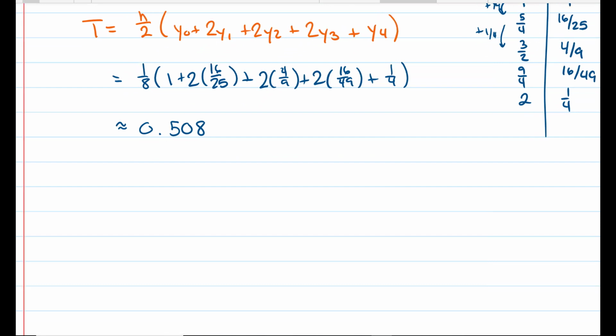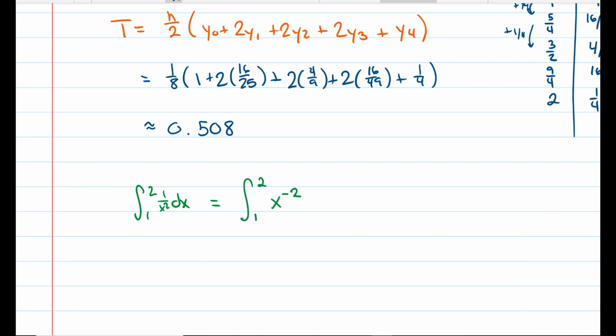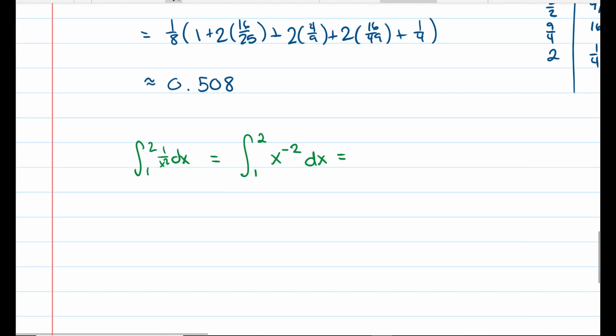Now let's work it out by hand to see if we get the same thing. So we integrate from 1 to 2, 1 over x squared. Now it's important to know how to do this one by hand. So what you do is you integrate from 1 to 2, x to the power of negative 2 dx. Just like when we took derivatives, we want to write it with a negative power. So when we integrate, we're going to add 1 to the exponent and then divide by the new exponent. So if I add 1 to negative 2, I'm going to get negative 1, and I divide that by negative 1. And this is from 1 to 2.